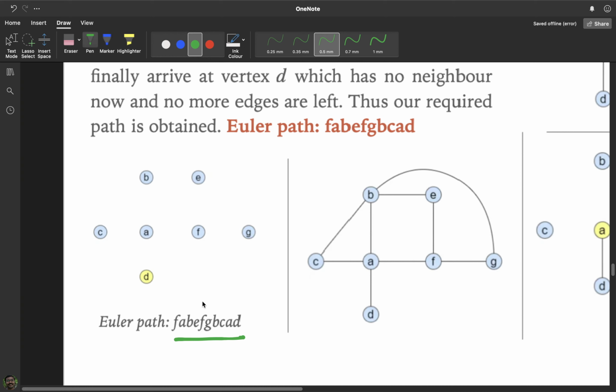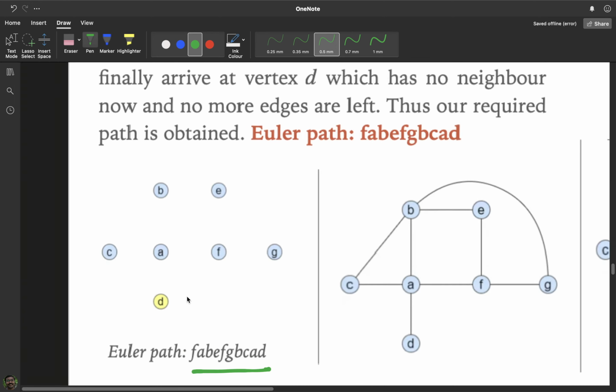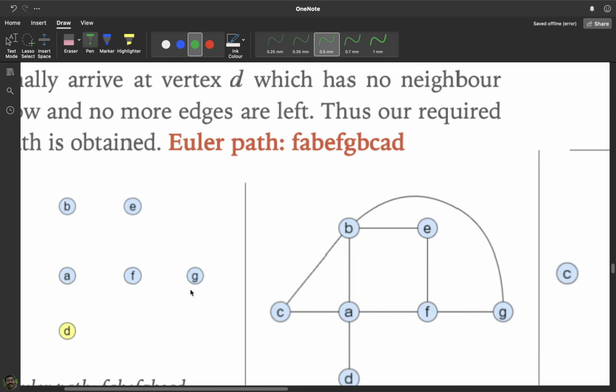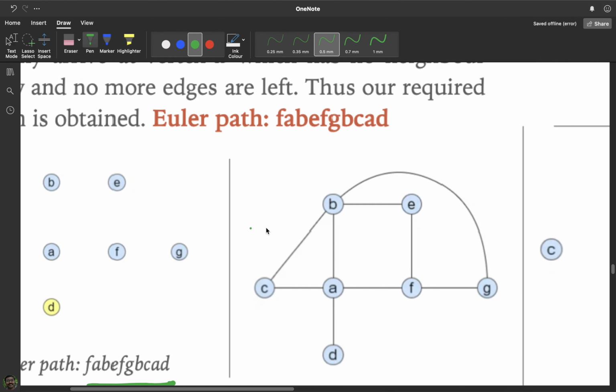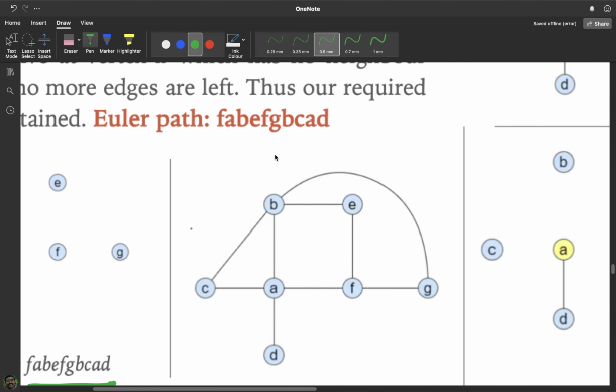You could also obtain a different path if you started from some other vertex, for example D, but this is the path which I got because I started from this vertex. Now let us check whether it's an Euler path. So let us look at this graph now. This is the path which we have obtained, F A B E F G B C A D. Let us check it.